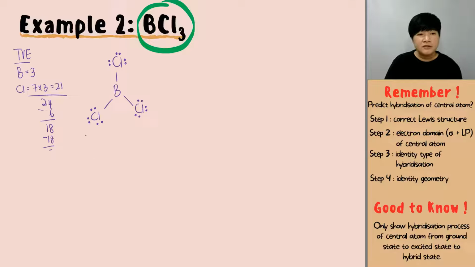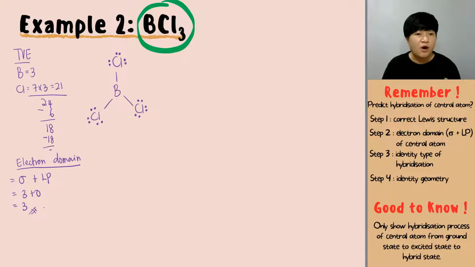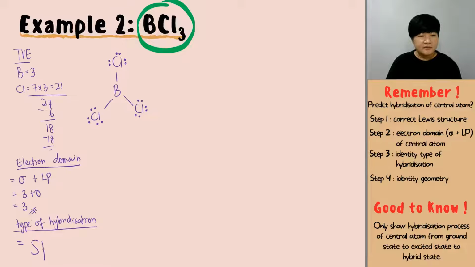After the Lewis structure, then we move on to your electron domain. From the electron domain that you have just calculated and determined from the correct Lewis structure, then you move on to the hybridization. The hybridization obviously is sp2. Why is that sp2? Because the electron domain is 3. And the geometry for your sp2 is obviously trigonal planar.